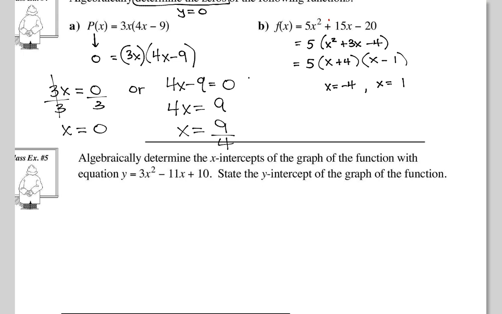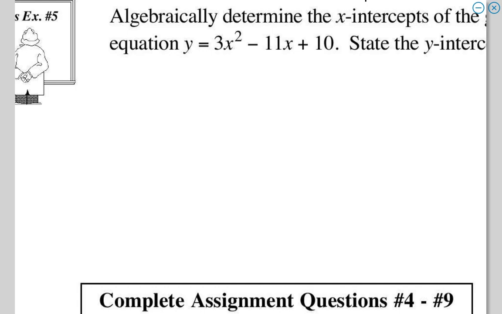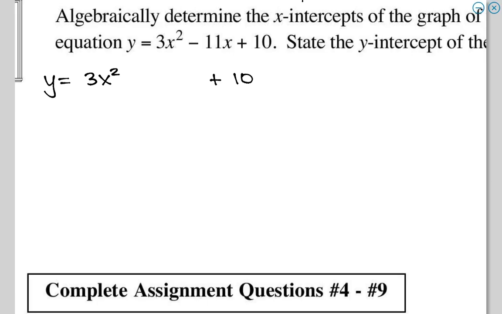Okay, second one, they just want you to find the roots and then the y-intercept. So for this one, what am I going to do with this one? Is the a value 1? So I got to use decomp. I need 2 special numbers that times to 30 and add to negative 11.